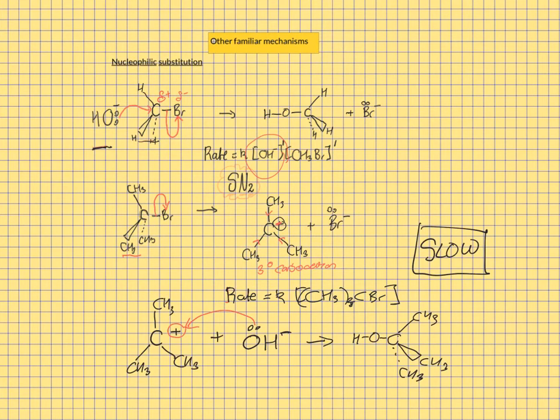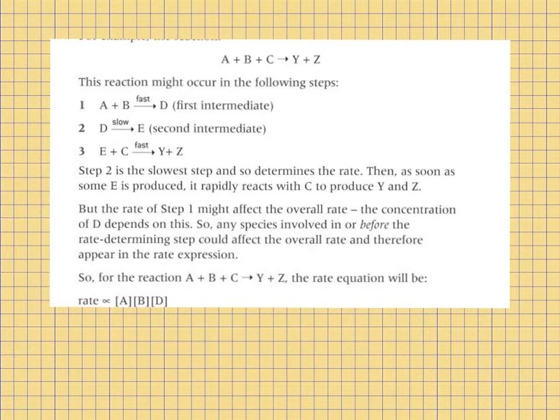The second step in the mechanism, therefore, is when the hydroxide ion then attacks the tertiary carbocation, and this is going to be really, really fast. So let's now consider any general reaction where our reactants are A, B and C, and the products are Y and Z. So remember, the rate of reaction depends on the concentration of the reactants. So let's now look at this mechanism.